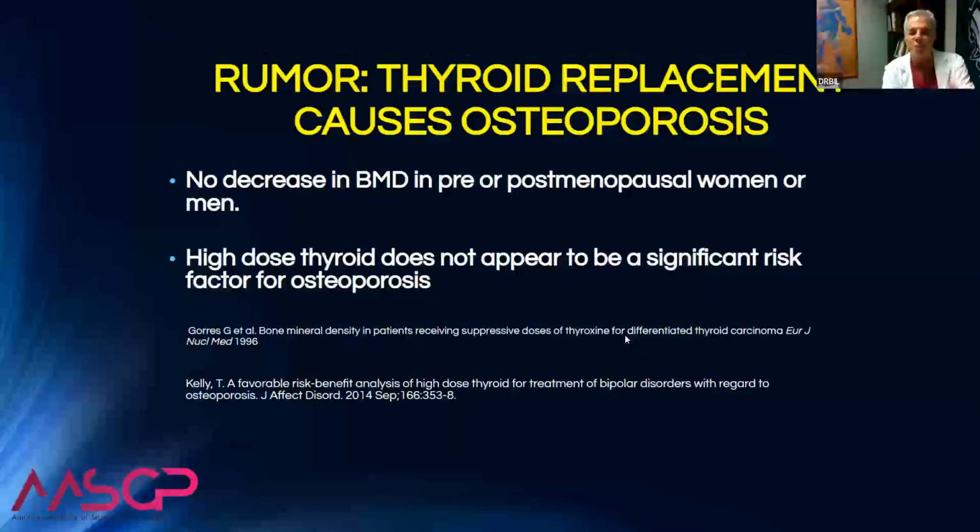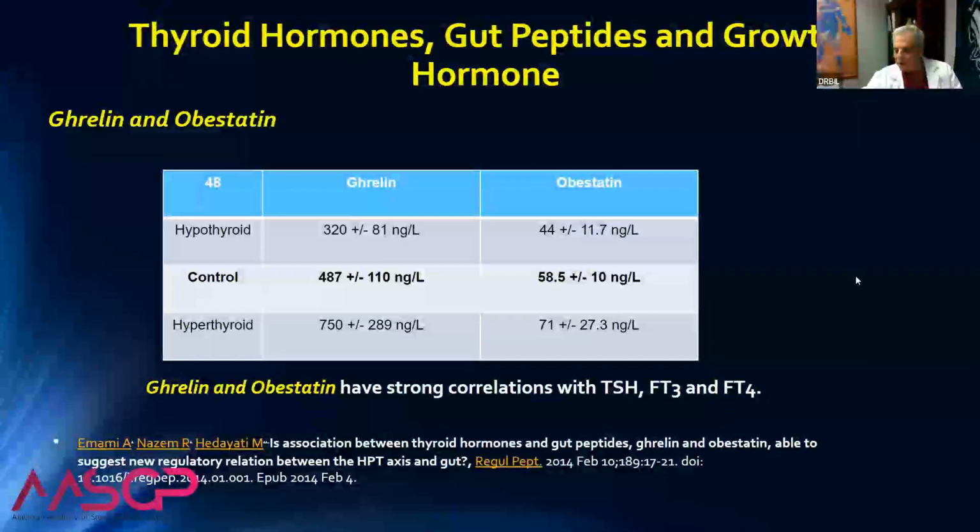Osteoporosis is one of these kind of myths. It's pretty rare. There's no decrease in BMD in pre- or post-menopausal women or men. High-dose thyroid does not appear to be a risk factor for osteoporosis. The real problem is if we're only using T4 and you're not applying the calcitonin, you're going to have to get it to the patient in another way, and that seems to be the real problem. So if you rely on levothyroxine, they're not getting the other nutrients that are generated.